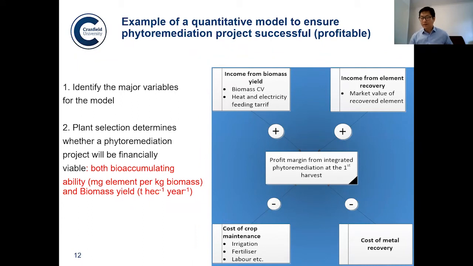for the recovered metal. And also you need to consider all the costs involved in the phytoremediation process. For example, the maintenance of the crop, irrigation, fertilizer, and labor. And also the cost for the bioenergy process and the metal recovery process. So all the operational expenditures related to the phytoremediation integrated with energy production and metal recovery. So all these revenues need to be explored.